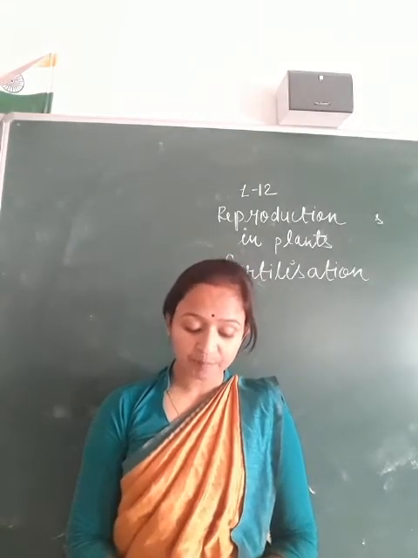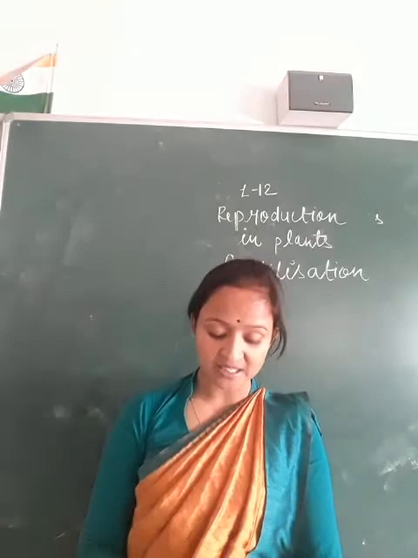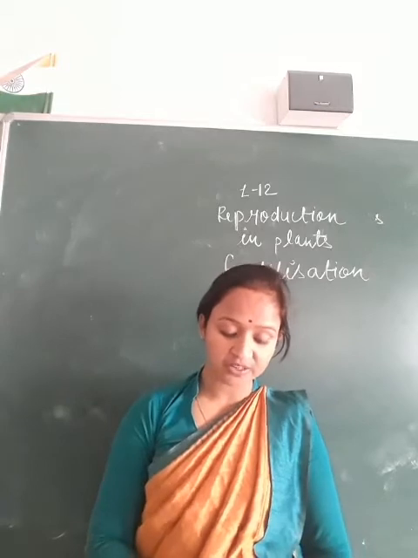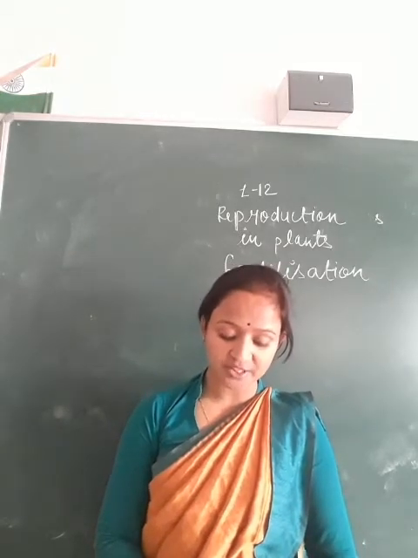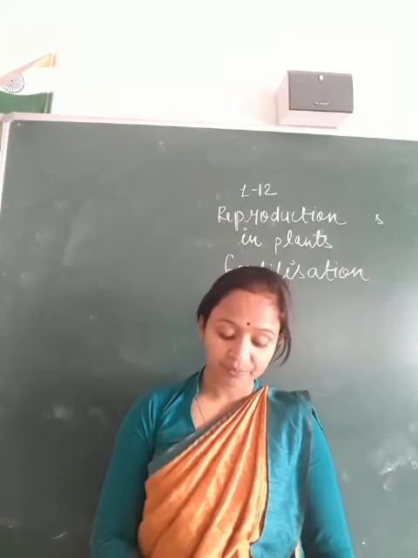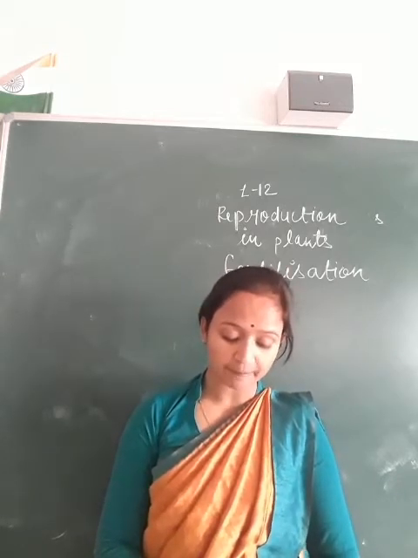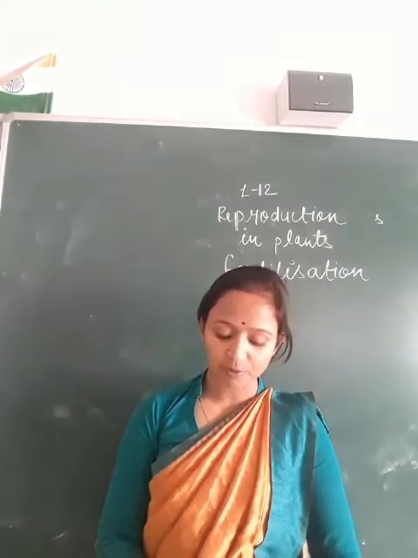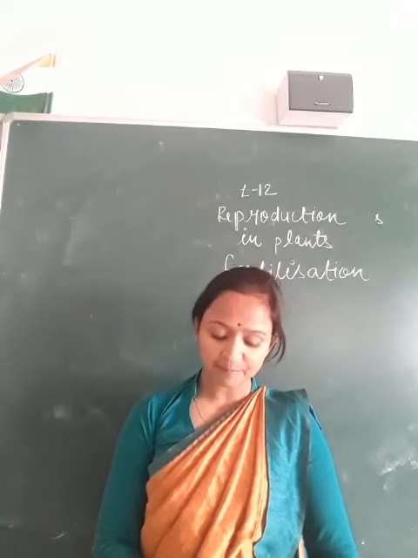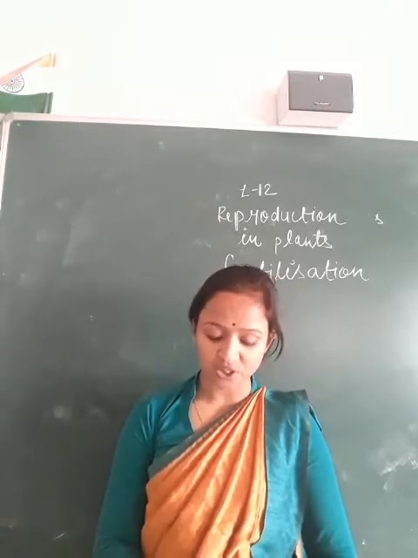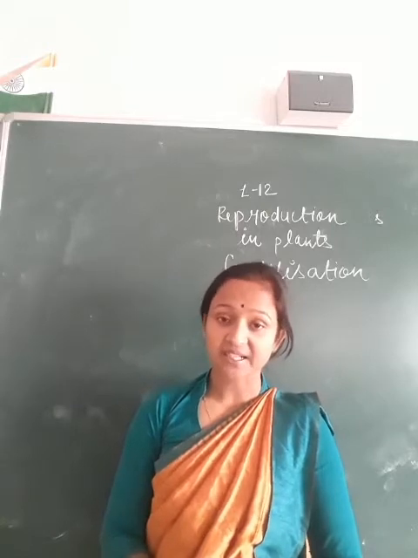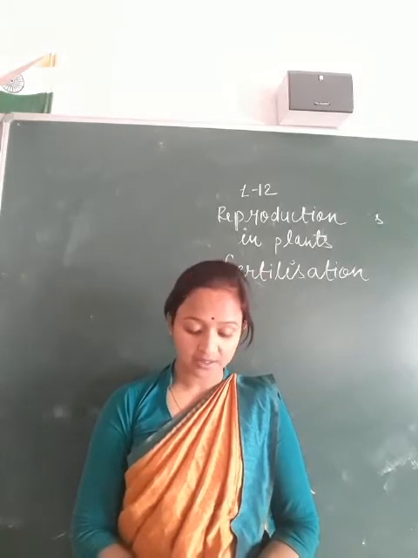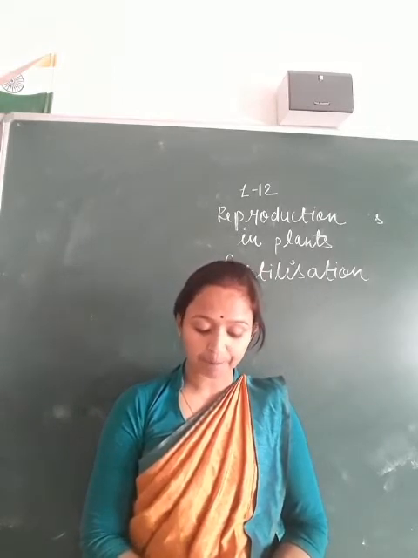Activity 12.9. Take a cavity slide. A cavity slide is a microscopic slide with a small cavity in it. Put a few drops of 3% sugar solution in the cavity, and with the help of a fine brush collect some pollen grains from a mature flower and dust these on the sugar solution. Place a cover slip on the cavity of the slide and leave the slide undisturbed for some time, and then observe under the microscope. What do you observe? You will find a small tube coming from the pollen grains.